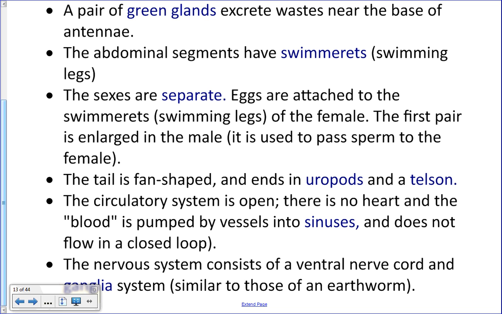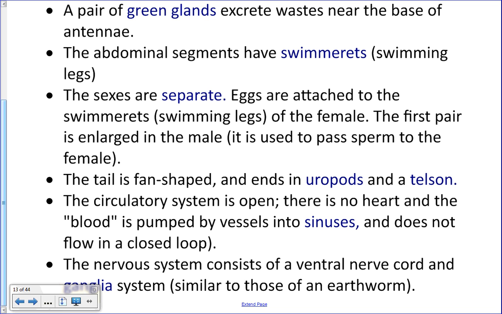If you look at the tail of a crustacean, it is going to be fan-shaped, and it's composed of 2 parts: the uropods and a telson, which you'll see when you do your crayfish dissection. And then the circulatory system is going to be open. It's going to have an open circulatory system.